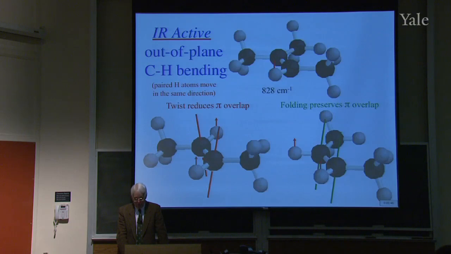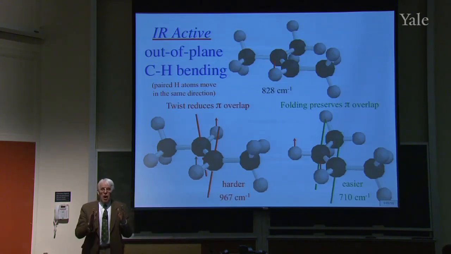So folding preserves the pi overlap. The harder one and the easier one, the harder one is high frequency, the easier one is low frequency. So you can understand why you see only, when these two vibrations mix, why you see only one.